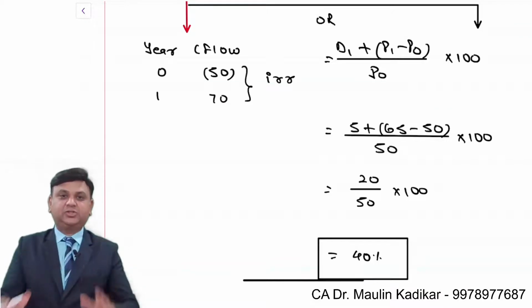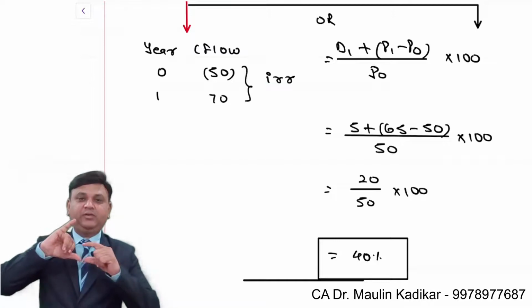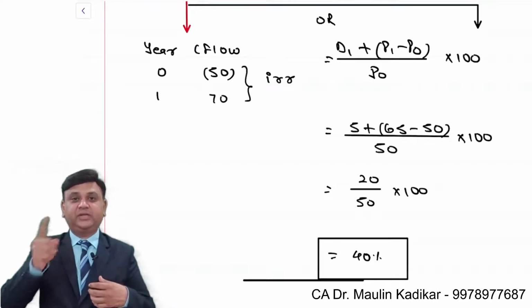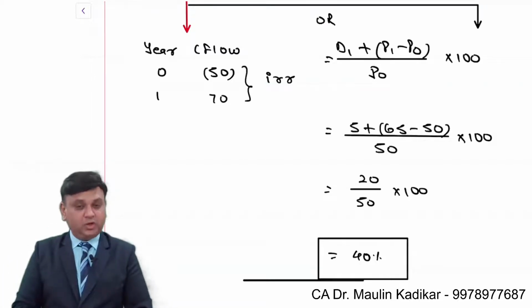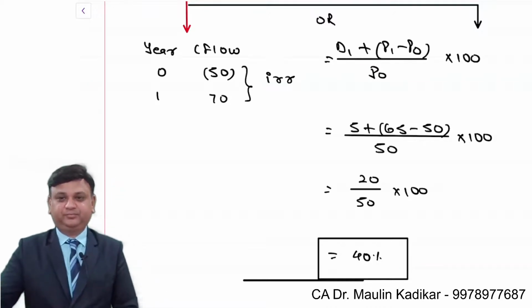We can understand logically that the return which we are getting is 40. What we want is 25. 40 is greater than 25, so we should purchase the security. That is the way we can even take the decision over here. Right on answer?